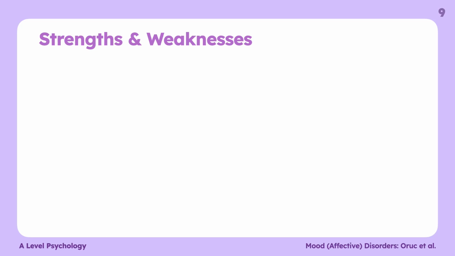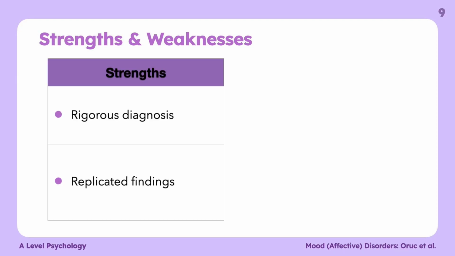Like any piece of research, this study has both strengths and weaknesses we need to consider. Understanding these helps us know how much confidence to place in the results. Look at the table in front of you. The strengths include rigorous diagnosis. Having 2 psychiatrists use a standardized interview means we can be confident that people really did have bipolar disorder. That's not always the case in genetic studies.